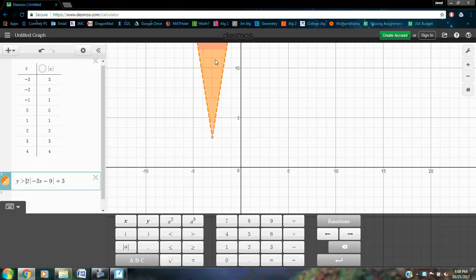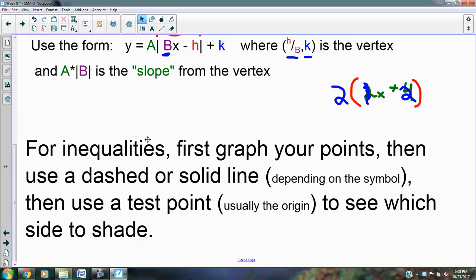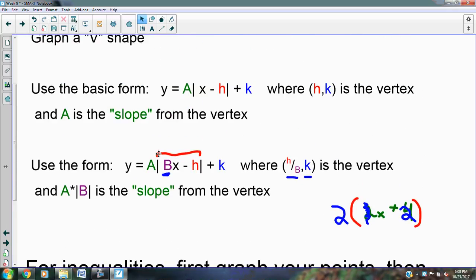This area is shaded. Okay, so that's really all you have to do for your inequalities with two variables. You graph it just like you normally would. Use the test point to figure out where to shade. So again, this is your little more complex form using the b. This is your basic form, as long as there's no b in front of it.